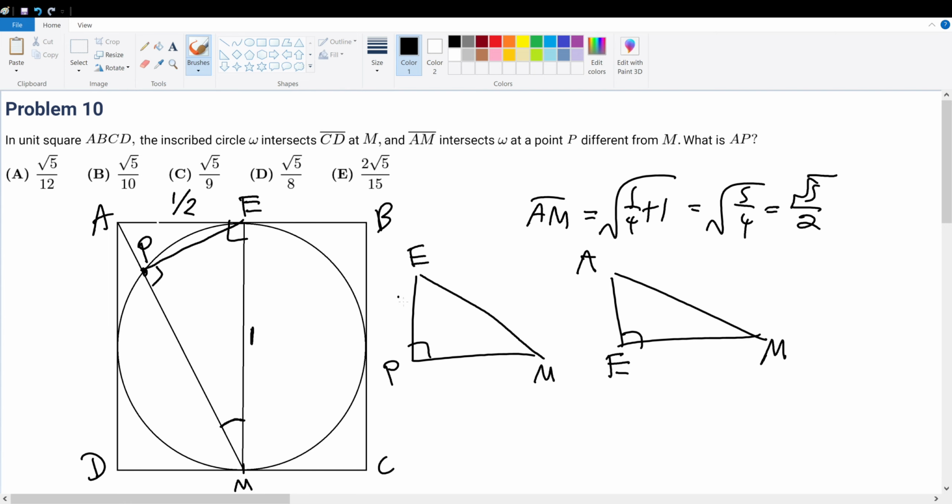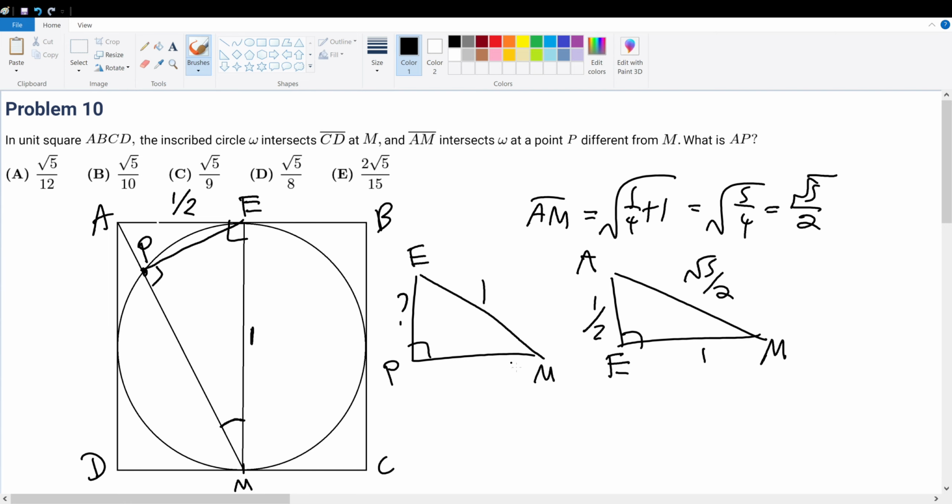Okay, so EP, what is EP? EP, we do not know. What is AE? AE is 1/2. What is AM? AM, we solved it, right? It's root 5 over 2. And what is EM? EM is 1. So we also know one thing about this part, which is EM is equal to 1. Okay, now we have all the information.